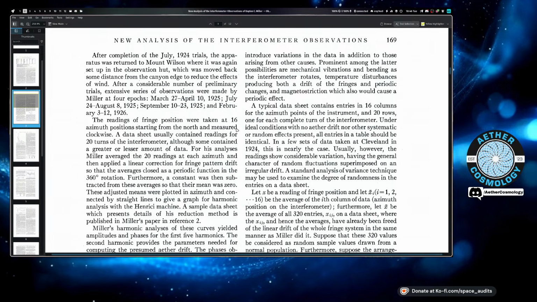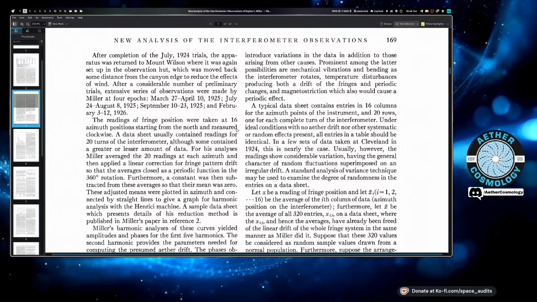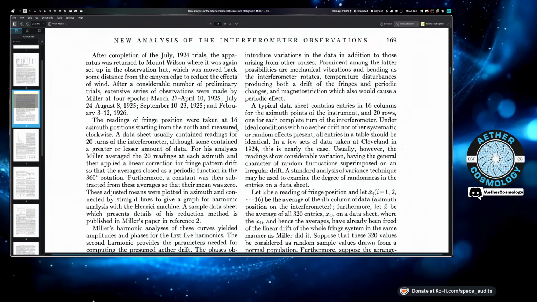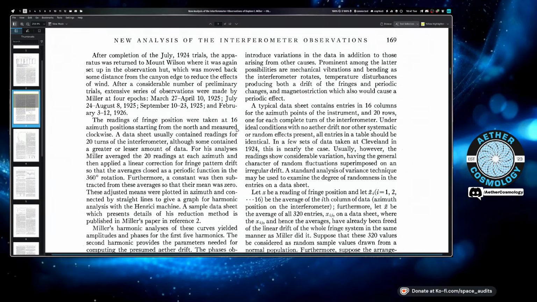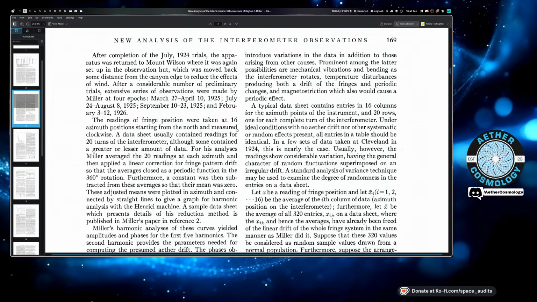The readings of the fringe positions were taken at 16 azimuth positions starting from north, measured clockwise. A data sheet usually contained readings of 20 turns of the interferometer, although some contained greater or lesser amounts of data. For the analysis, Miller averaged 20 readings of each azimuth and then applied a linear correction for the fringe drift so that the averages closed at a periodic function in the 360 rotation. Furthermore, a constant was then subtracted from the averages so that the mean was 0.